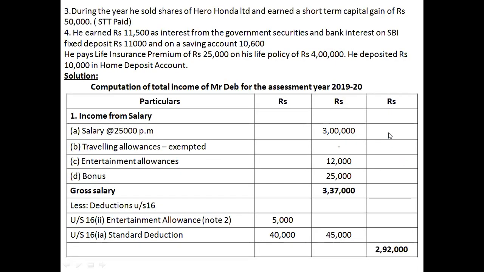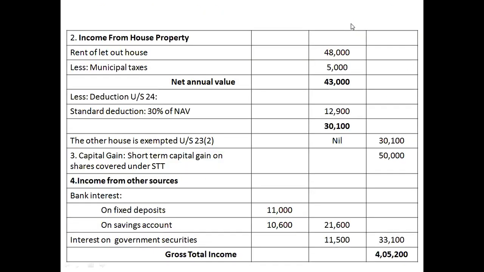So next we will see the capital gain. What is the capital gain they have given? One is short-term capital gain of 50,000 rupees. Here, the short-term capital gain on shares covered under STT is 50,000 rupees. So we have taken 50,000.